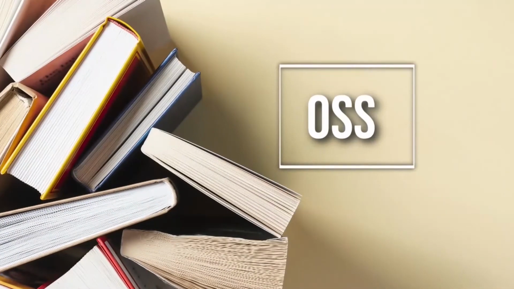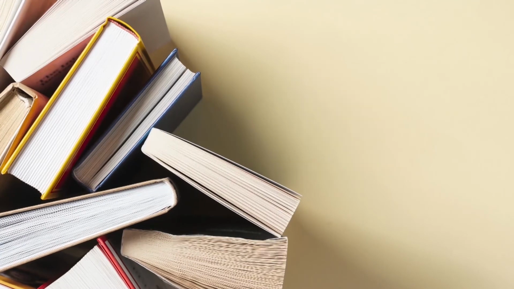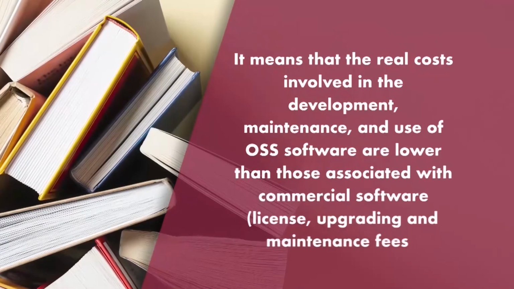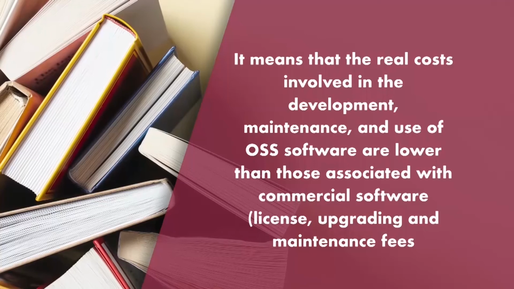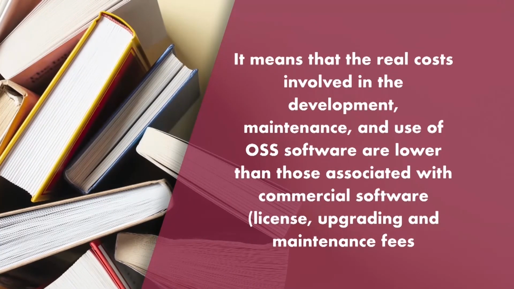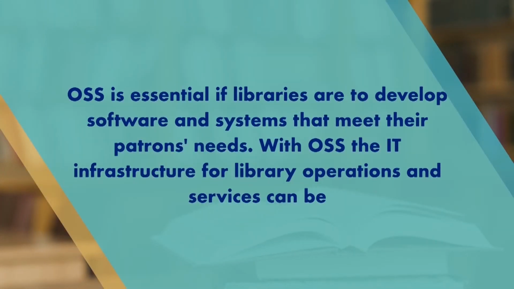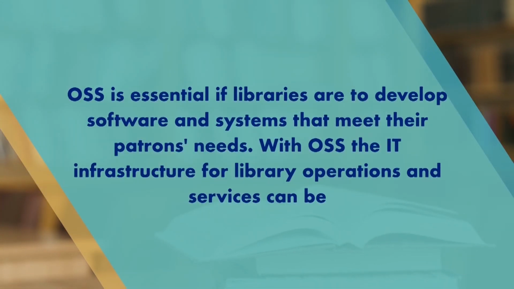So OSS is an economical alternative to libraries' reliance upon commercial software. It means that the real costs involved in the development, maintenance and use of open source software are lower than those associated with commercial software, like one-time capital expenditure, fees for upgradation, fees for maintenance, etc. So OSS is very essential for a library because of some of the inherent advantages associated with it.